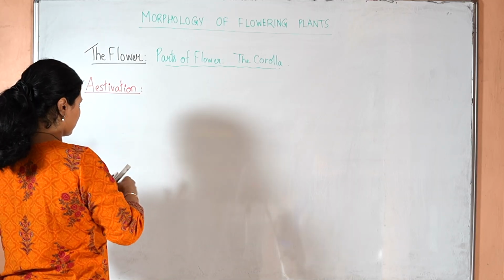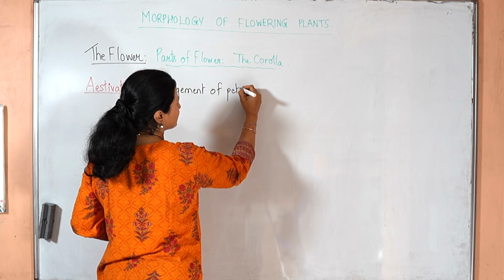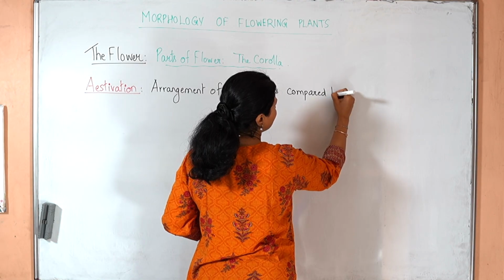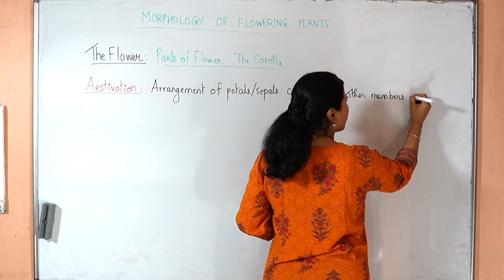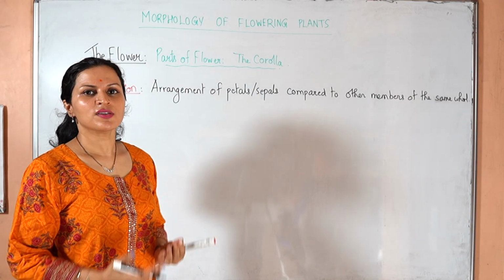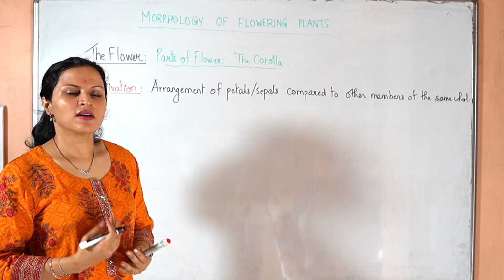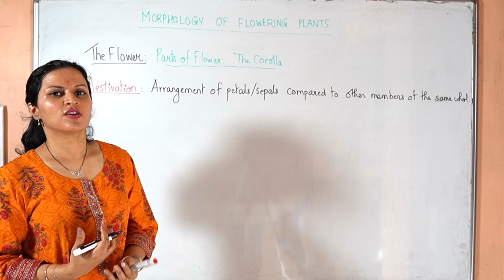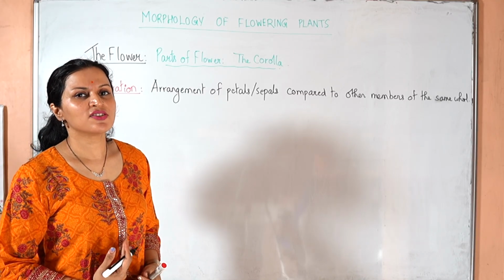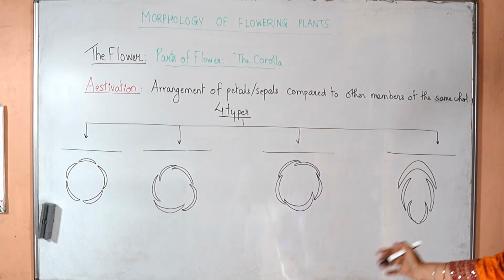Aestivation means arrangement of petals or sepals compared to other members of the same whorl, means arrangement of the sepals with the other sepals of the same whorl. Arrangement of the petals compared to the other petals of the same whorl. This arrangement is known as aestivation. There are 4 different types of aestivation, as you can see.